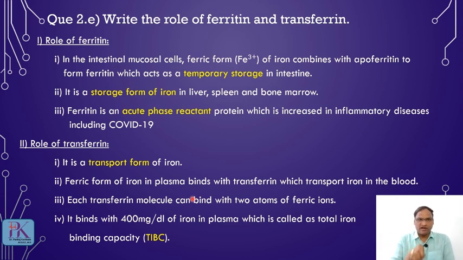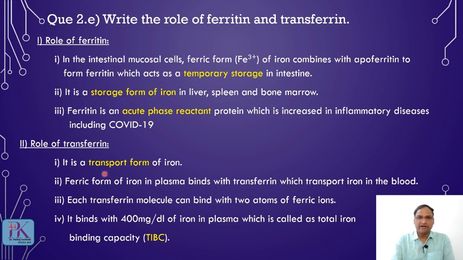So how to write? As they have asked the role of ferritin and transferrin, first write the role of ferritin and then the role of transferrin. Role of ferritin: it is a storage form. Temporarily it is stored in the intestine, and for the long term it is stored in the liver, spleen and bone marrow. In addition to its role in iron metabolism, it is also an acute phase reactant protein, so it increases in inflammatory diseases like COVID-19.